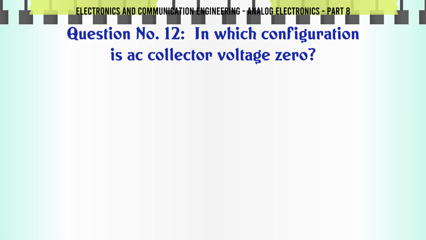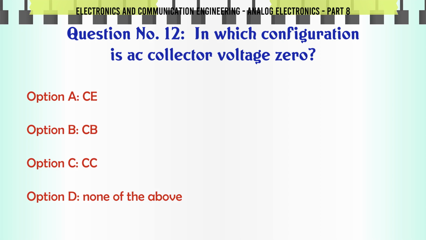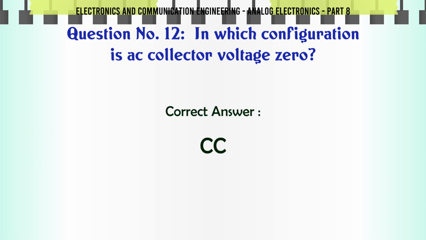In which configuration is AC collector voltage 0? A, CE. B, CB. C, CC. D, none of the above. The correct answer is CC.